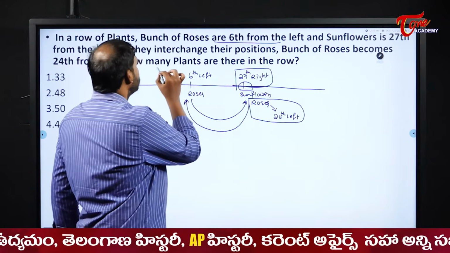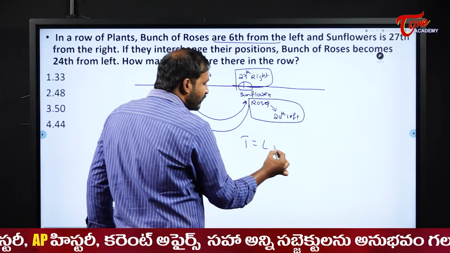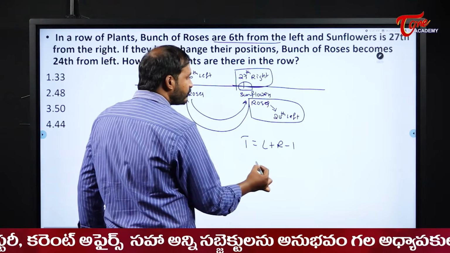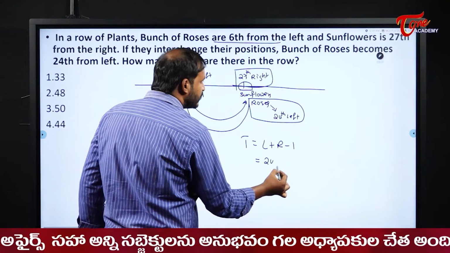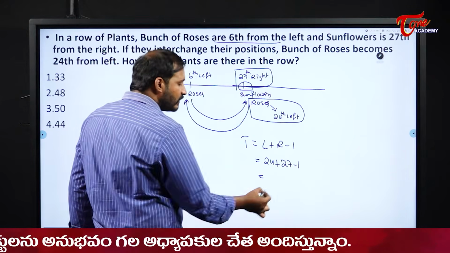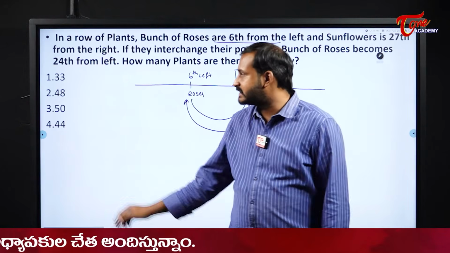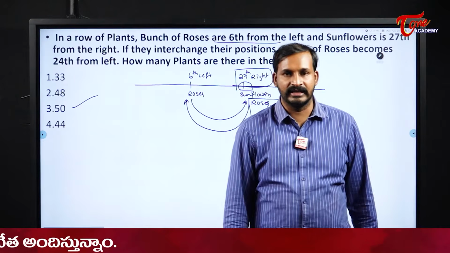Then they are asking us, how many plants are there in the row? So, total is equal to what? Left plus right minus 1. So, from left it is 24th position, and from right it is 27th position, minus 1. So, it will become what? 50. So, total how many plants are there in that row? 50 plants are there in that row.